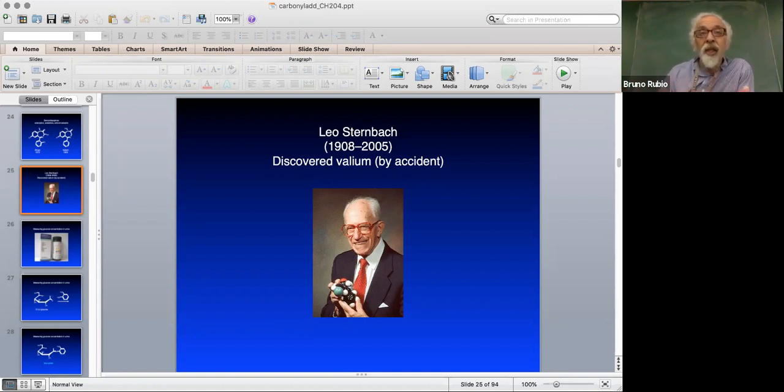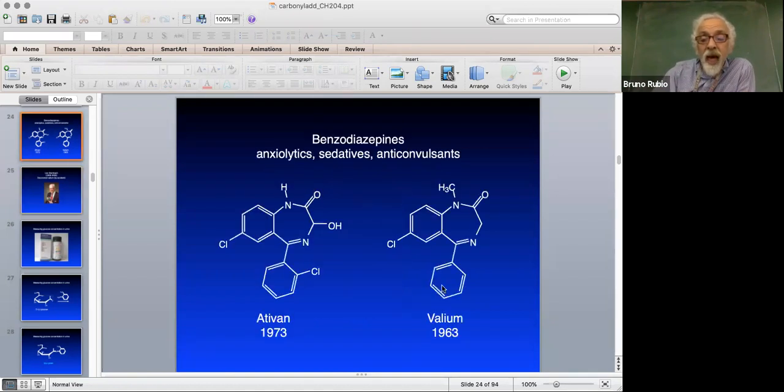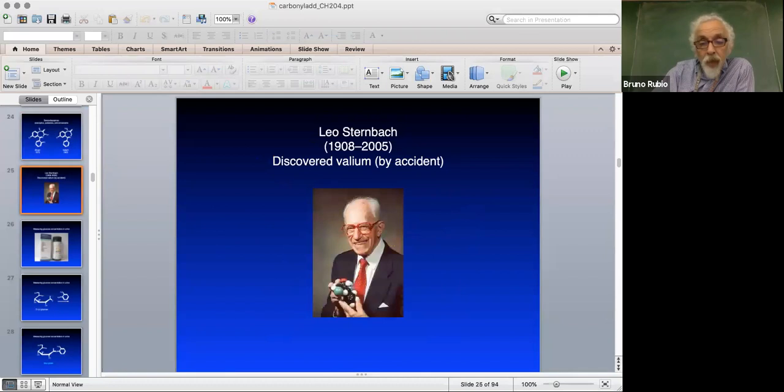Well, it turned out that the molecule that he had made was this heavy duty sedative Valium. Maybe some of you have heard of its closely related cousin Ativan. This is for anti anxiety. God knows we could all use that now.